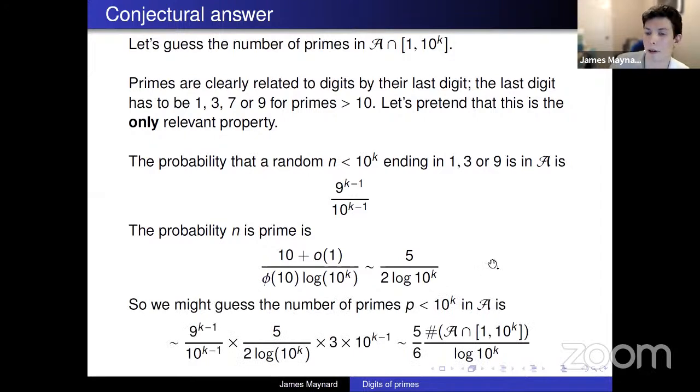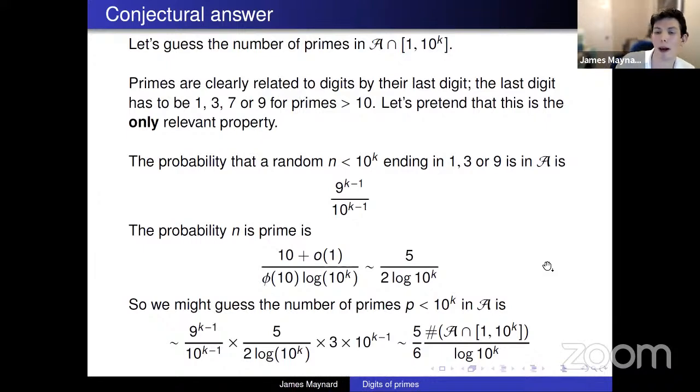So therefore, I might guess the total number of primes would be this product of the two probabilities times the number of choices of n, which is 3 times 10 to the power k-1, which would actually give you 5/6 of the naive choice if you were just saying that primes occurred with probability 1 over log x. Obviously, you could do the same calculation, and if you were excluding a digit that wasn't 1, 3, 7, or 9, you would get a different answer coming out here, which would be slightly bigger than the naive choice, because you're somehow biasing to make it slightly more likely to be a prime if you're excluding the last digit 2, for example.